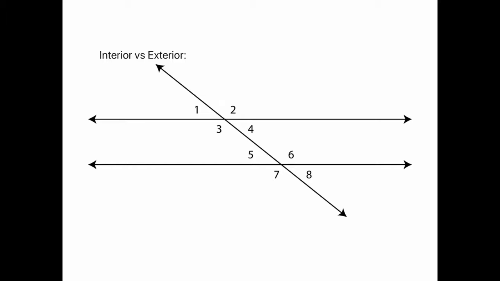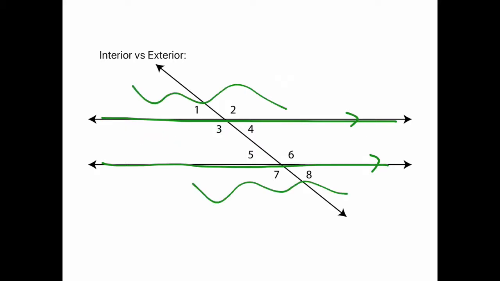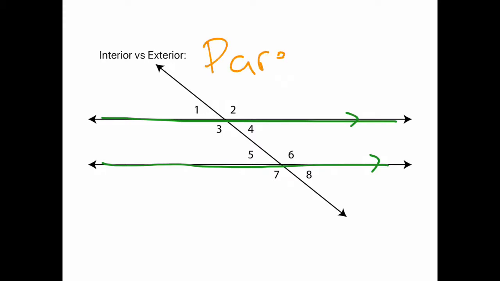All right, so now we're going to move on to interior versus exterior. And interior versus exterior is referring to our two parallel lines here. So our green lines here. We have angles that are interior or inside our parallel lines, and we have angles that are exterior or outside our parallel lines. So interior angles would be 3, 4, 5, and 6. And exterior angles would be outside. They would be 1 and 2 and 7 and 8. And so interior versus exterior is something you're going to need to know, and that's always referring to the parallel lines.